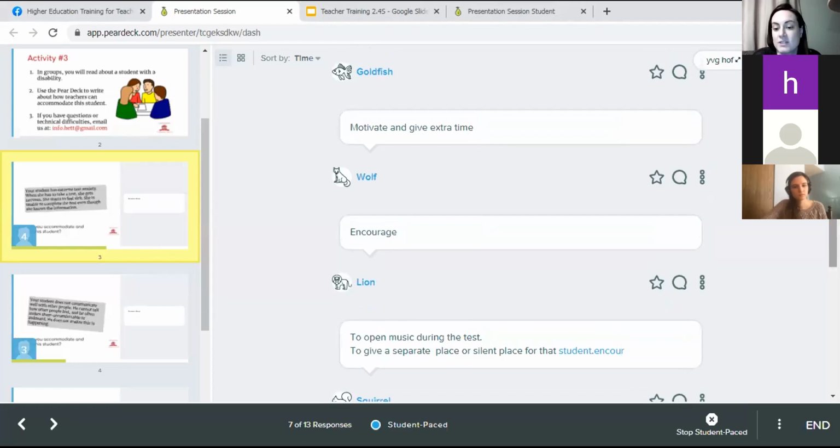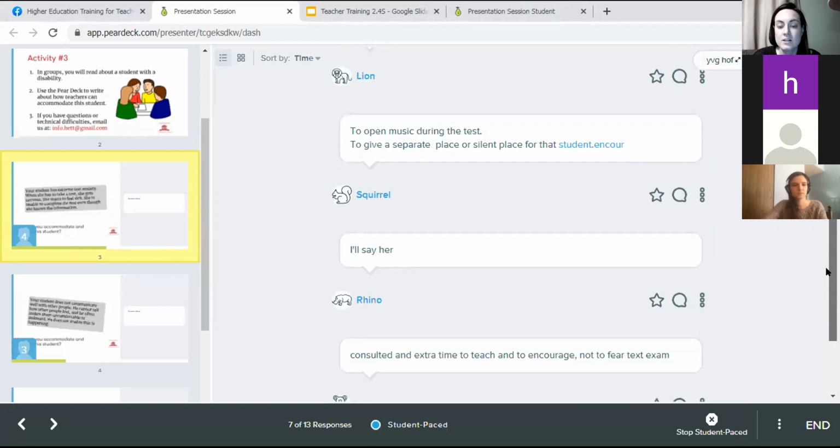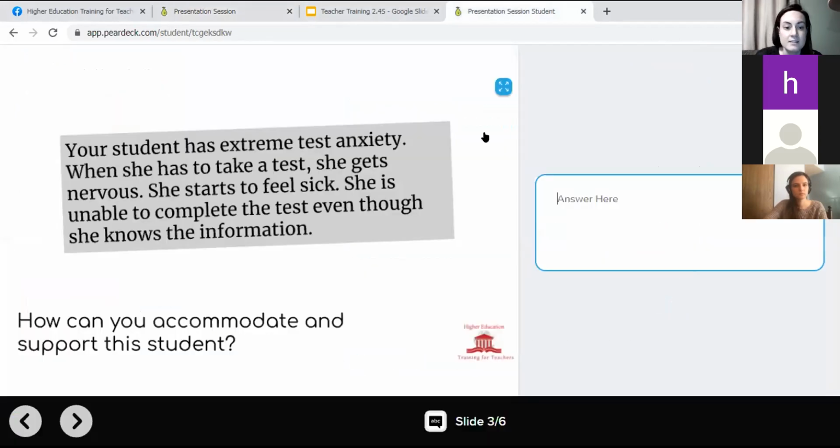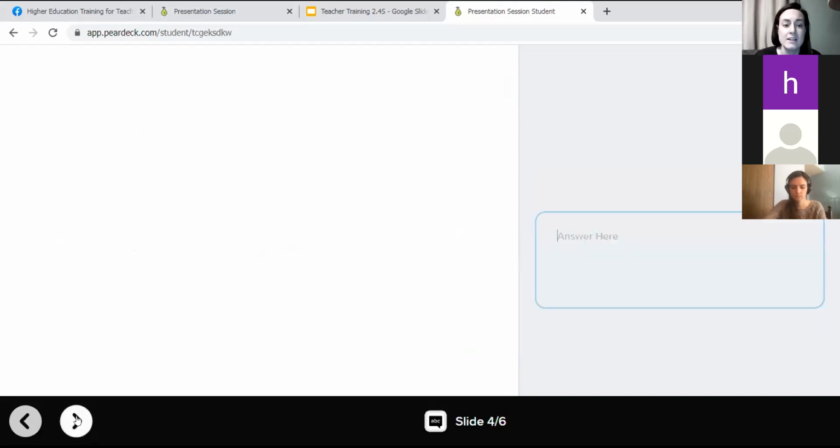To give a separate place or silent place for that student. Yeah, that's a good idea. Just give her her own place to work. Give extra time to teach and to encourage her not to fear the exam. Good, excellent. Yeah, maybe if she knows the information, maybe have someone sit with her and write the answers down for her. Yeah, like you said, maybe play some music, give her extra time, give her her own space. Those are all good answers.